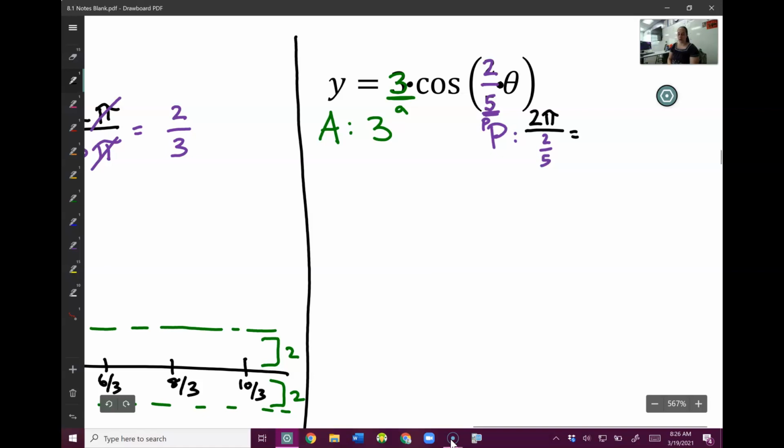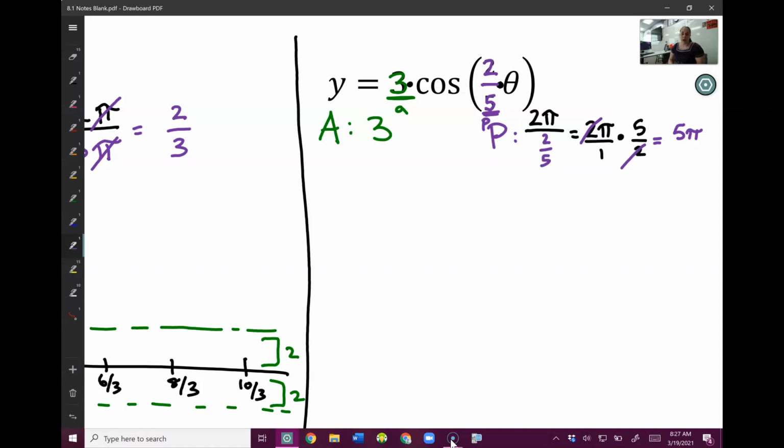Now this period might look a little weird. You just have to remember the leave, flip, change rule. Leave the numerator, flip the denominator, change that division to multiplying. And I can put that 2 pi over 1 if that helps me a little bit. You can always put anything over 1. So when I look at this one, I can see I have a 2 on top and a 2 on bottom that's going to cancel. And that's going to give me 5 pi. So each of my curves, each of my waves should be 5 pi wide.